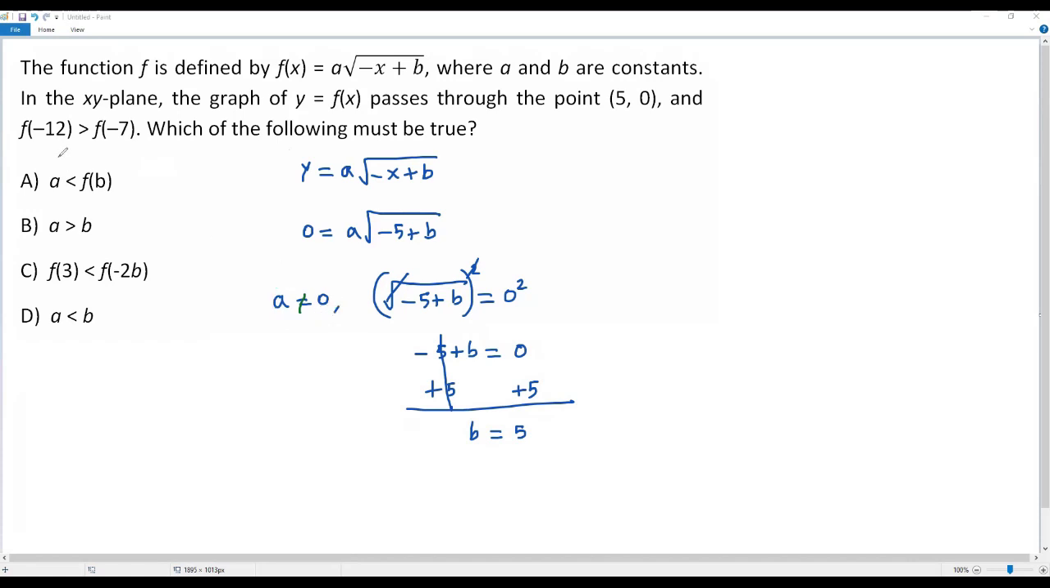How do we know? We have to use this information, that is f of negative 12 is greater than f of negative 7. Using this information, we can know whether the value of a is positive or negative. Then we can verify the given answer choices. To do that, let's go to the Desmos graphing calculator.